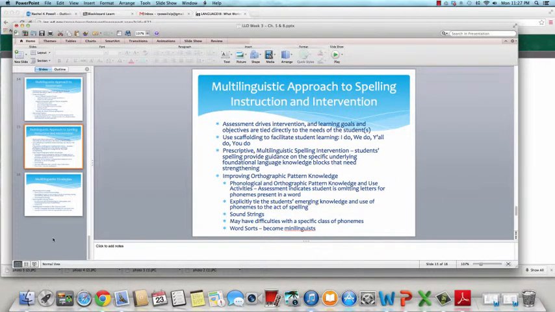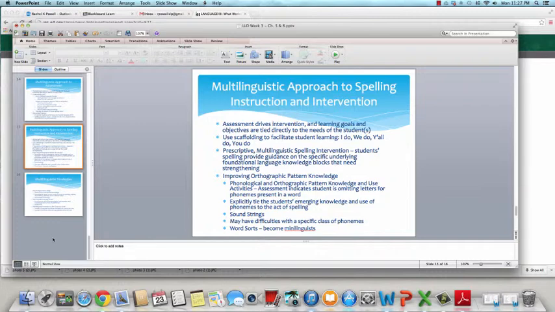Okay, so for phonological and orthographic pattern knowledge, here are activities, things you can do for these types of errors. The assessment indicates students omitting letters for phonemes present in words. So you want to explicitly tie the students' emerging knowledge and use of phonemes to the act of spelling.